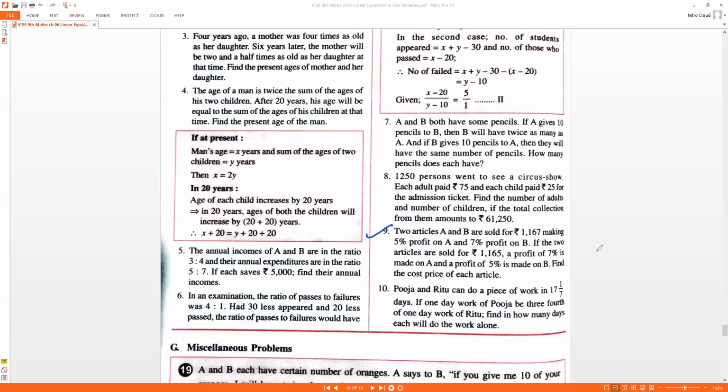Question 9. Two articles A and B are sold for rupees 1167, making 5% profit on article A and 7% profit on article B. If the two articles are sold for rupees 1165, a profit of 7% is made on A and a profit of 5% is made on B. Find the cost price of each article. Okay, so let us go to the whiteboard and we'll write down.